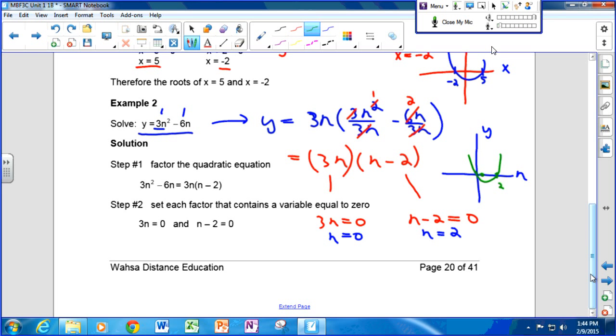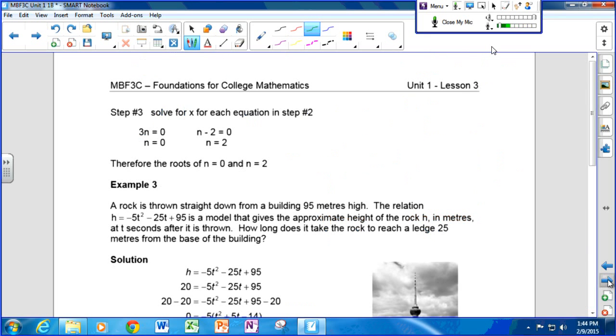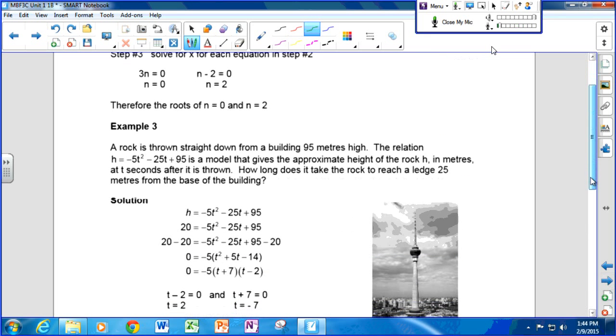Maybe it's a chemical reaction. Maybe it's a bacteria culture. Or a lot of business models do that. And so they show it.